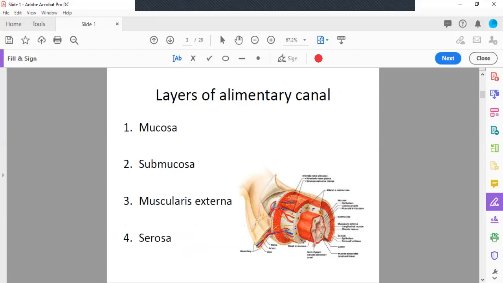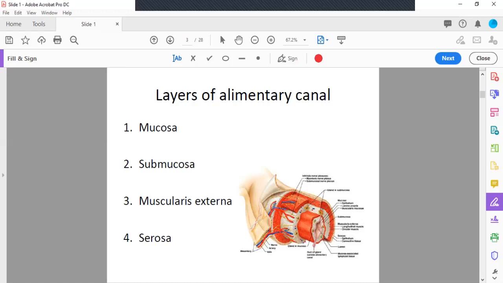Now let's discuss the layers of the alimentary canal. You know I always ask questions about the layers, right? So anticipate this being a question. Let's begin with the layers of the alimentary canal. There are 4 layers in the GI tract, or digestive tract to use a better term. Should we begin from out to in? Let's go from in to out.